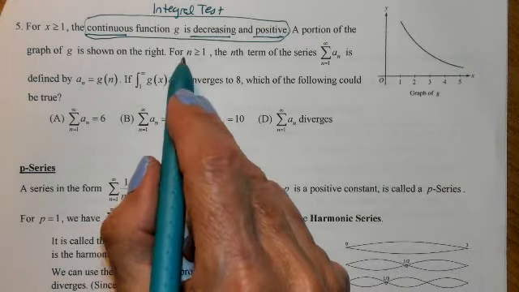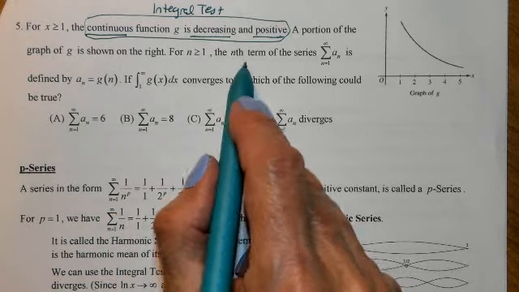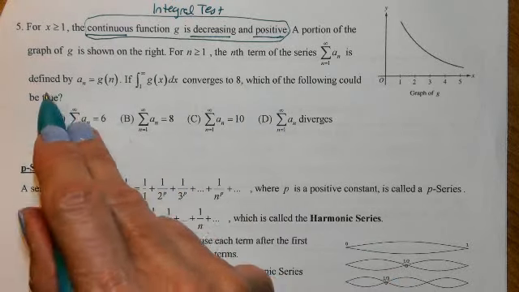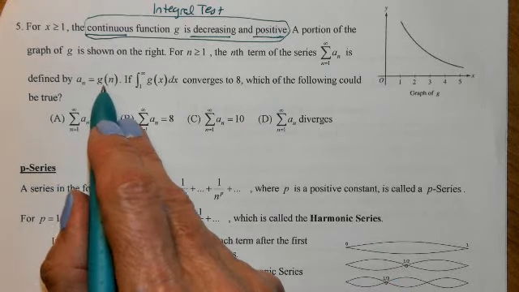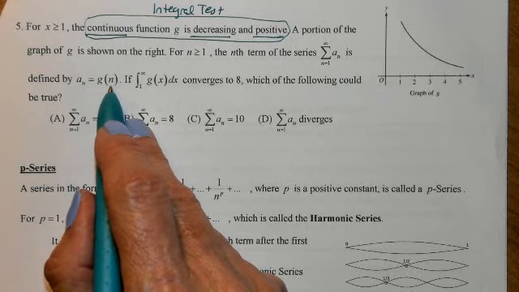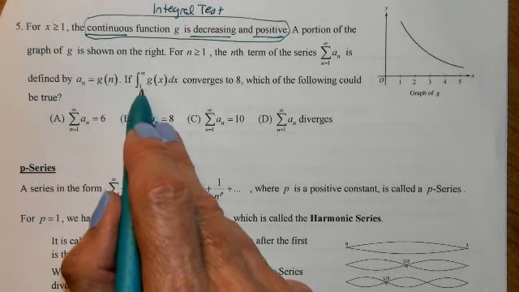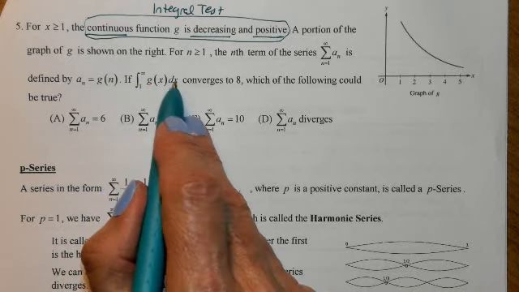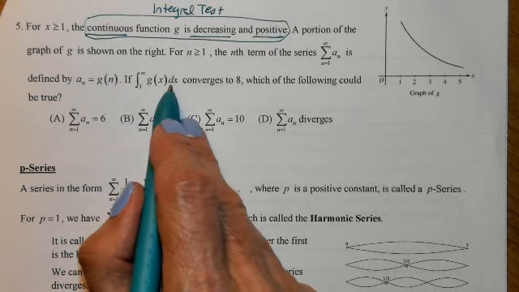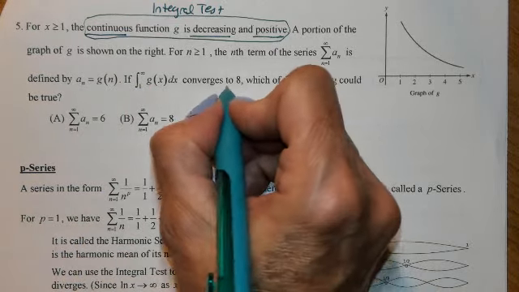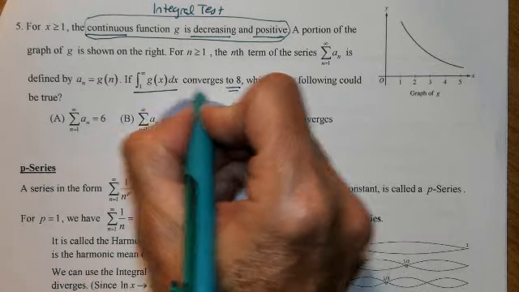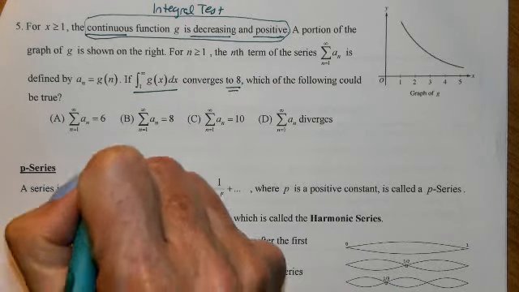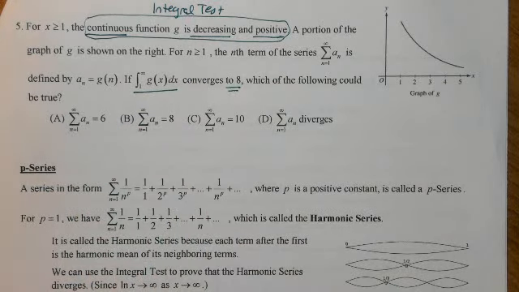Okay? For n greater than or equal to 1, the nth term of the series is defined by a sub n is g of n. Okay. Again, it sounds an awful lot like the integral test. If the integral from 1 to infinity of g dx converges to 8, so they're saying that this integral is equal to 8, which of the following could be true?